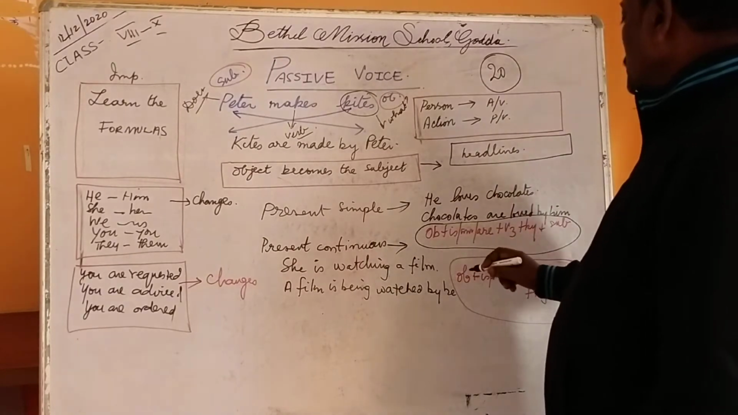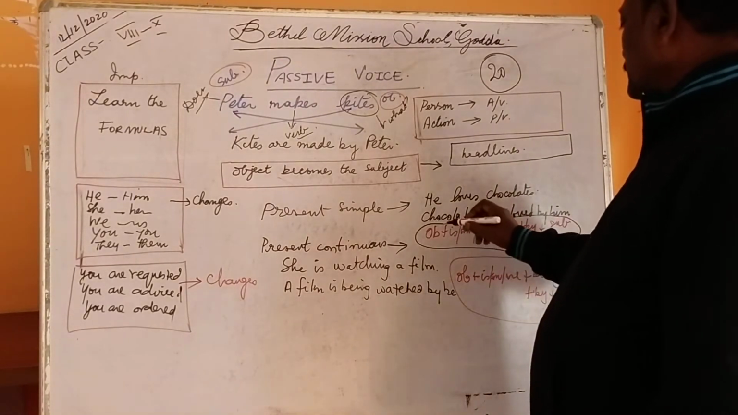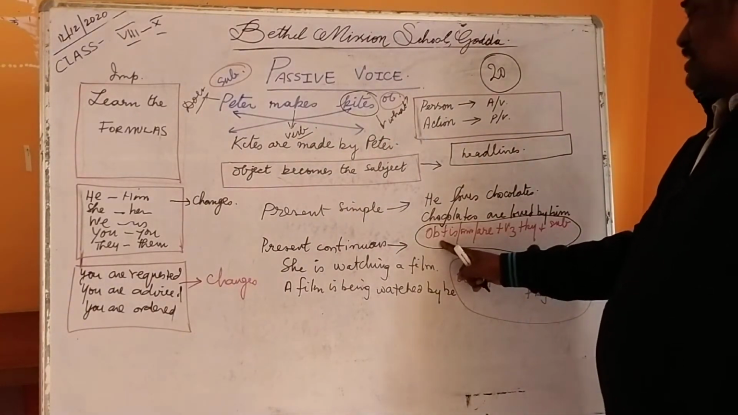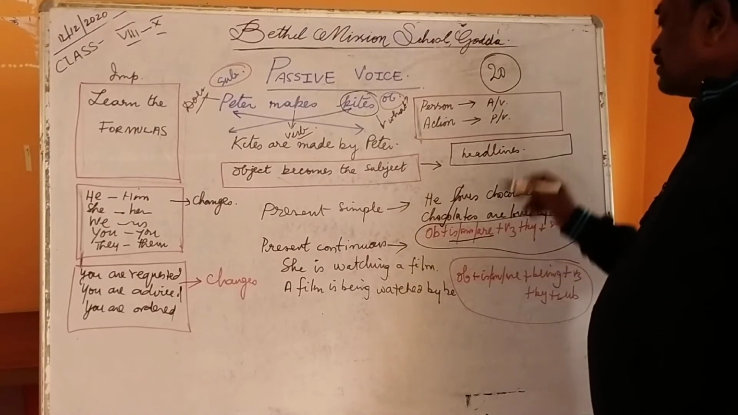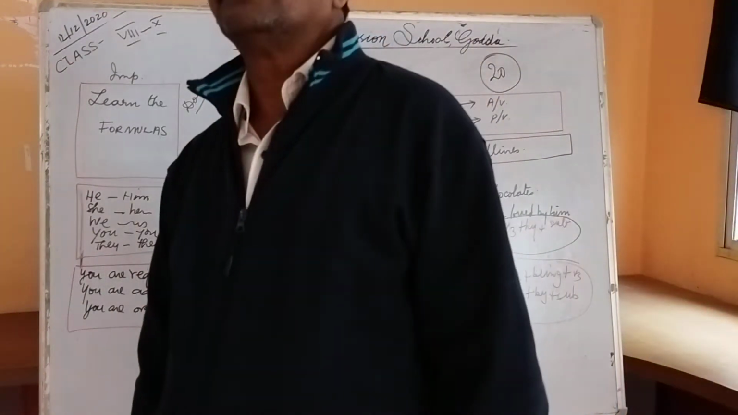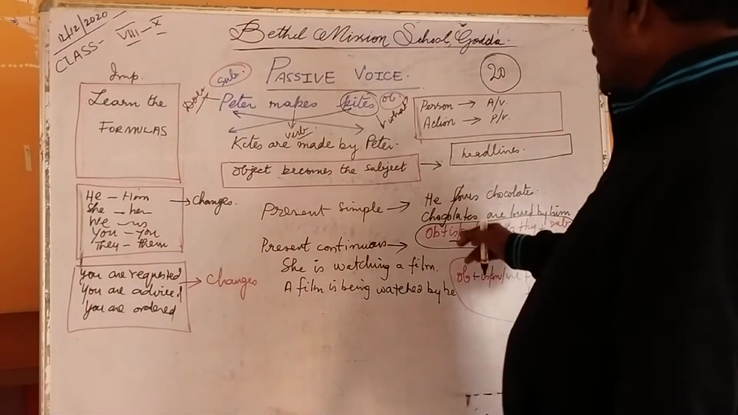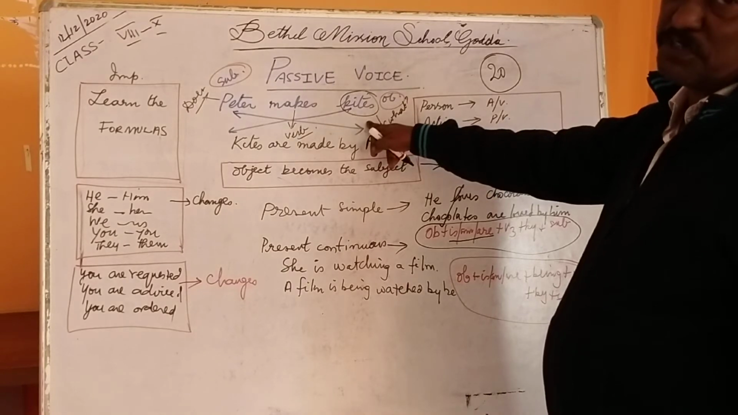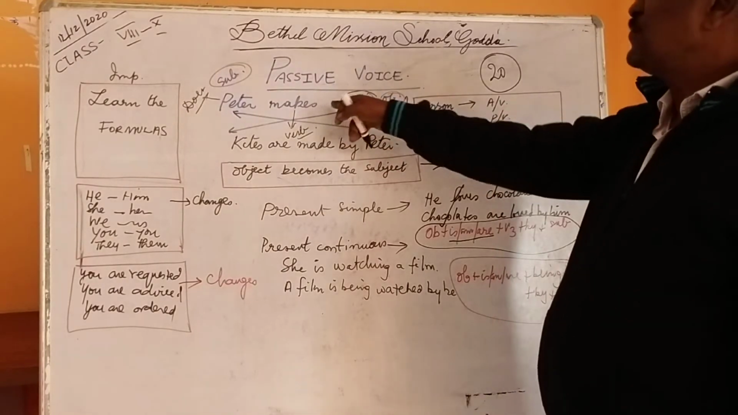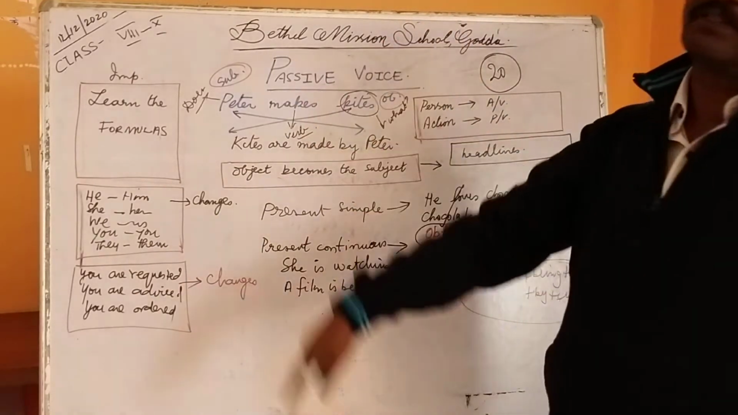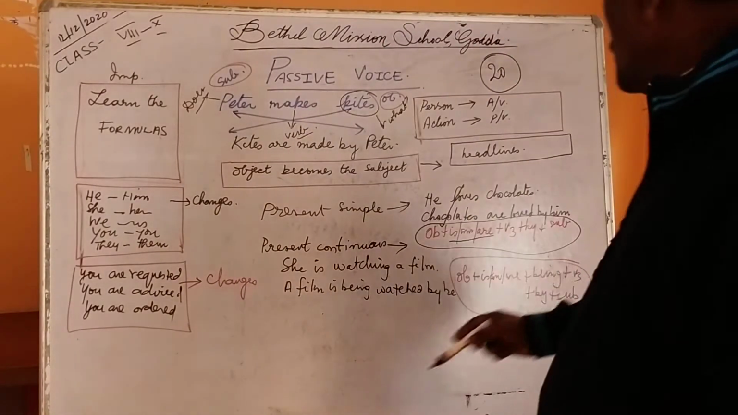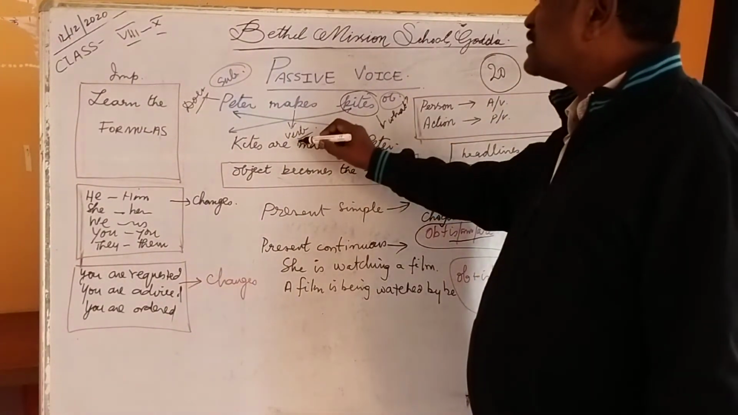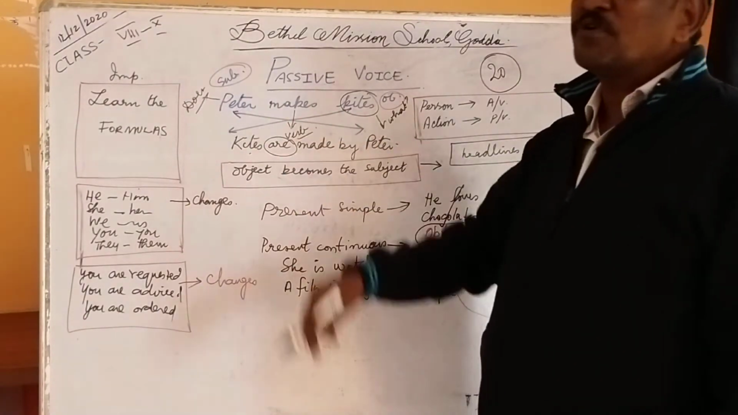So what happens? The object comes first. Kites. I have written the object. Then you use one of these verbs, is and are. Why do I use one of the verbs? Because sometimes the object may be in the plural form, sometimes in the singular form. Here, the object kites is obviously in the plural form, so you have to use are. Kites are made by Peter.